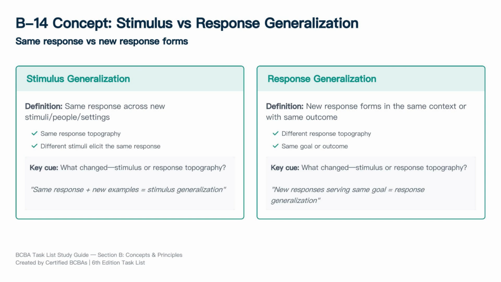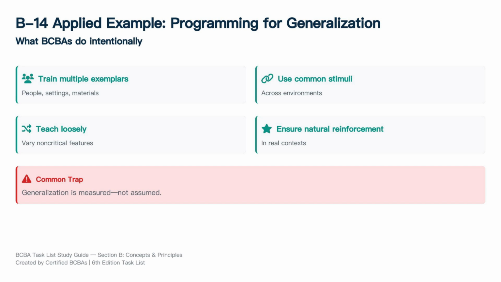Response generalization is new response forms in the same context or toward the same outcome, meaning the topography changes but the goal stays similar, and the accuracy trick is to literally ask, what changed? Stimulus or response? BCBA level thinking is knowing generalization doesn't happen by luck. You program it by training multiple exemplars, using common stimuli across environments, teaching loosely by varying non-critical features, and making sure natural reinforcement happens in real contexts. And the exam-friendly takeaway is, generalization must be measured, not assumed.